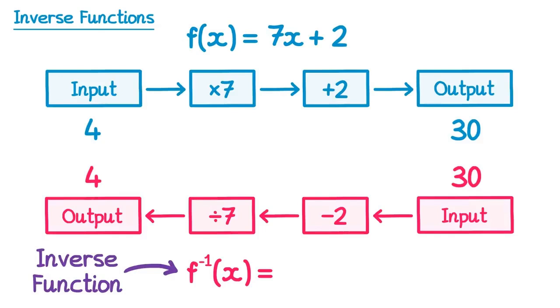And we actually just worked out this function. We first of all subtracted 2 and then we divided by 7. So we could say inverse f of x equals x minus 2 and then divide by 7.